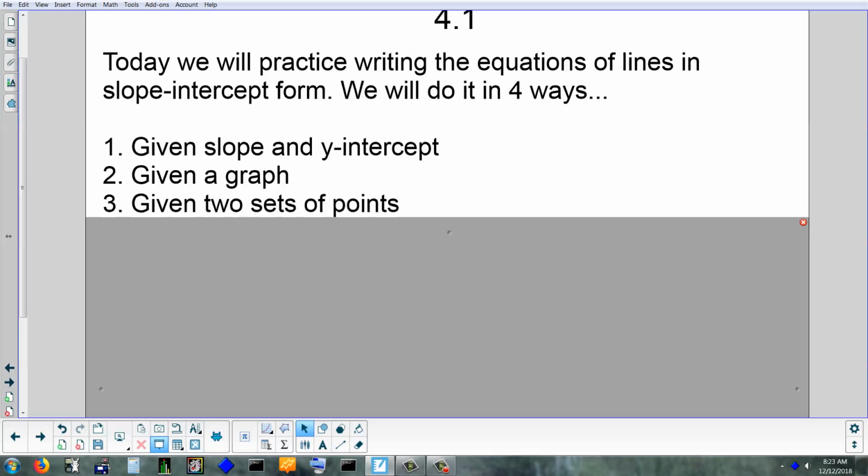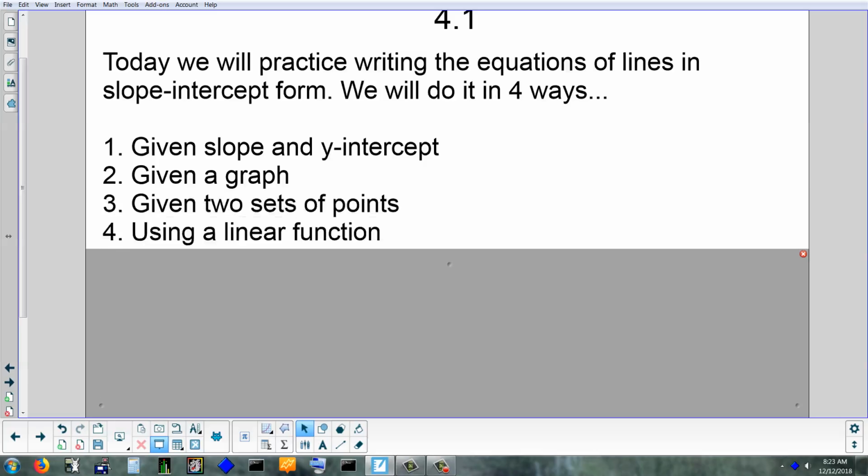Third way we'll do it. We'll give you 2 sets of points, and we'll ask you to put it in slope-intercept form. And the last thing we'll do is we'll use a linear function like f of x equals 5. That's another way we can write coordinates. We can put something like that in slope-intercept form too.